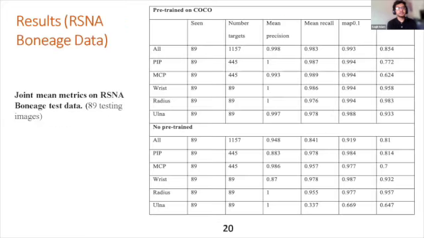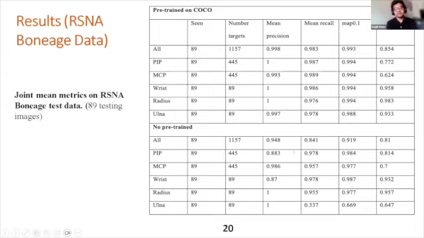So, moving on to the results after describing how we evaluate the model. This is the first result on the RSNA-Bonich test data, the public data, on the 89 testing images. From here, we saw that pre-training the model on COCO performs better when identifying the joints, both all the joints together and the individual joints separately. The metrics for the individual joints are also presented.